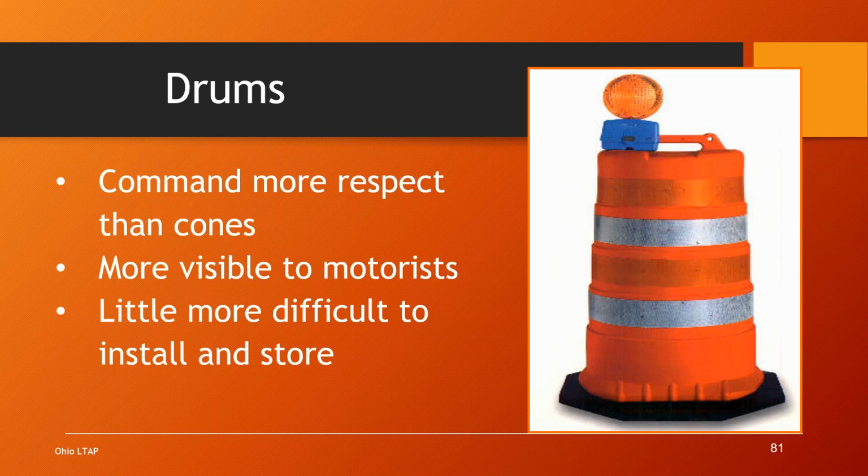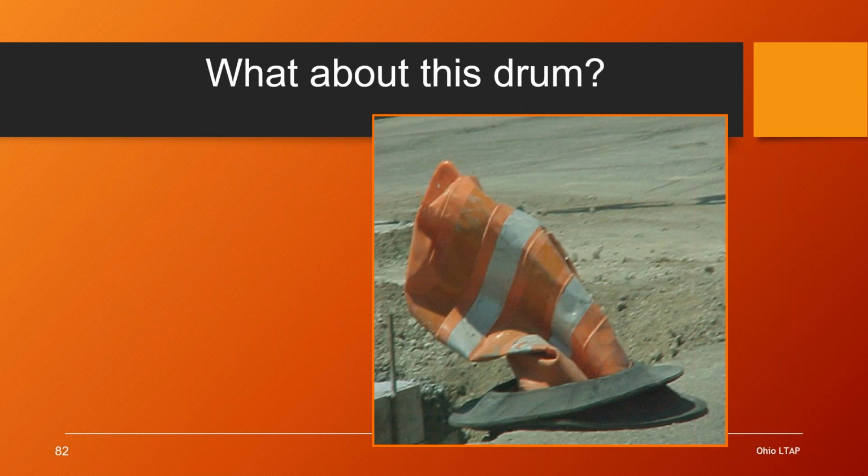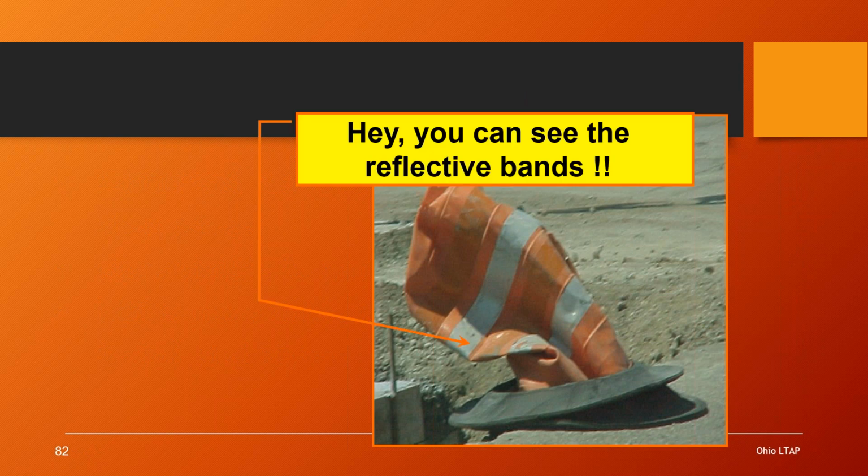And then we have our drums, the orange barrel. So they command more respect than cones, more visible to motorists. There's more value there for the human eye to see because they're wider, but they are more difficult to install and store. How about this drum here? Is it acceptable for use? Well, you might be thinking, well, it does have the retroreflective bands. Isn't that good enough?